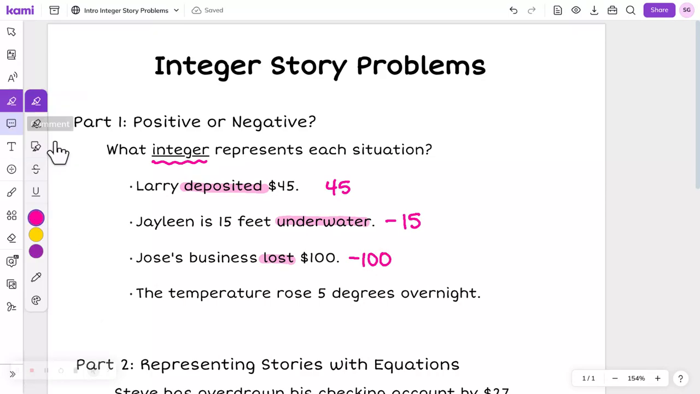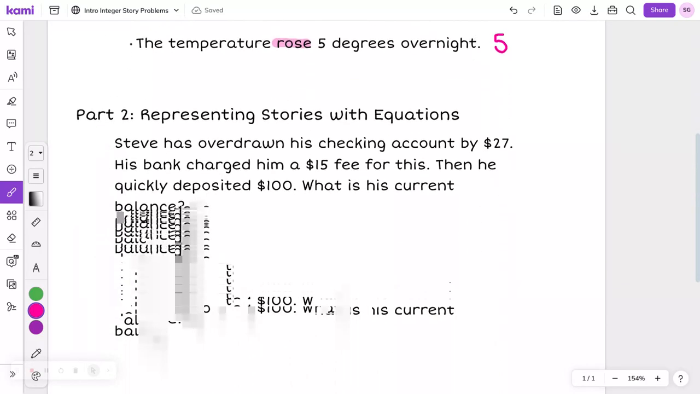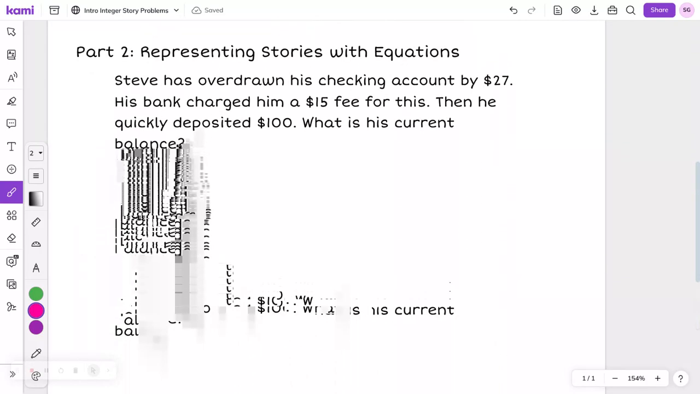And then that last one, the temperature rose 5 degrees overnight. Rose means the temperature is going up 5 degrees, and so that would be a positive 5. Using words like these help us with the second part, which is representing these stories with equations. So one example of the type of stories you're going to see in this lesson is here on the screen.